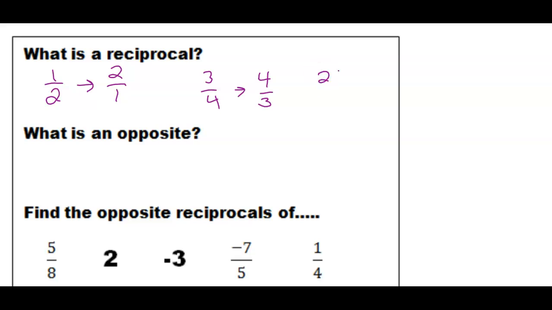What if I have 25/6? If I turn it upside down, the reciprocal will be 6/25.